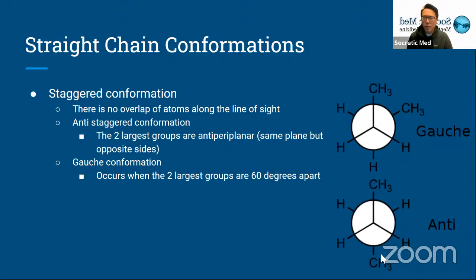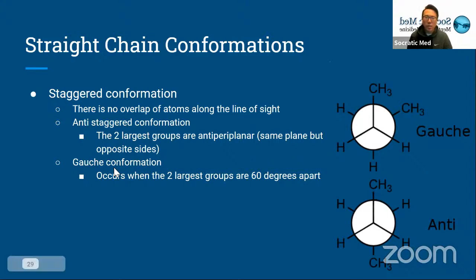There's not a lot of strain on the single bond. They're given as much space as possible because the hydrogens are a lot smaller than the methyl groups. So because the two methyl groups are directly across from each other on opposite sides, this is pretty favorable. There's not a lot of strain on it.